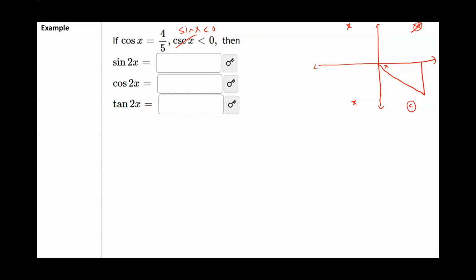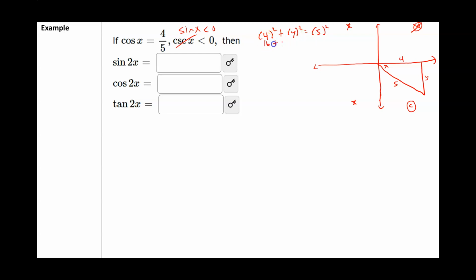Okay, we got our reference angle here. So cosine's adjacent over hypotenuse. So this is our adjacent, that's our hypotenuse. And we're looking for the missing side, which we can call y or b or whatever you want to call it. If you apply the Pythagorean theorem, we have a squared plus b squared equals c squared.